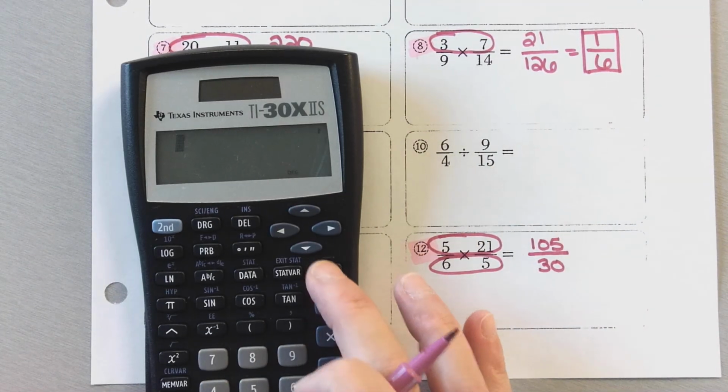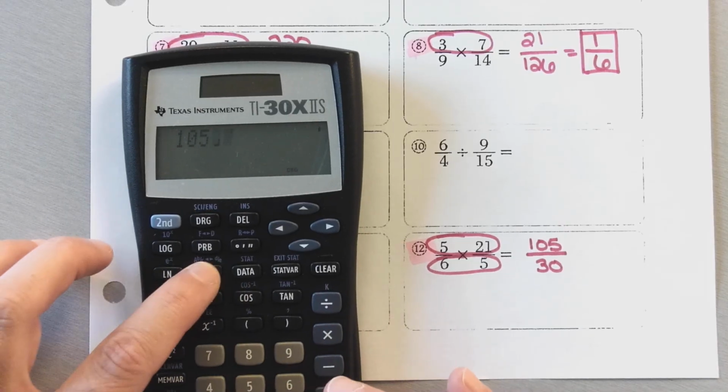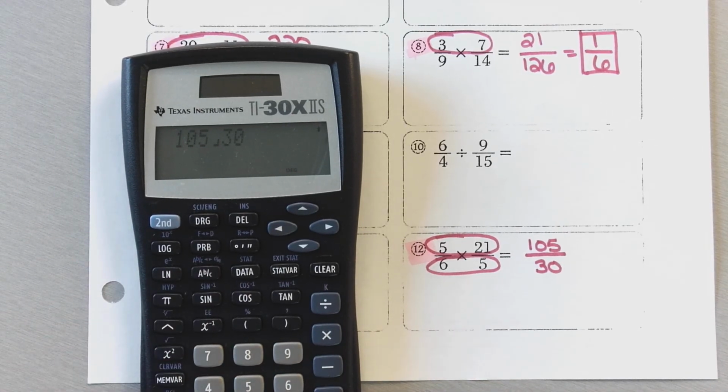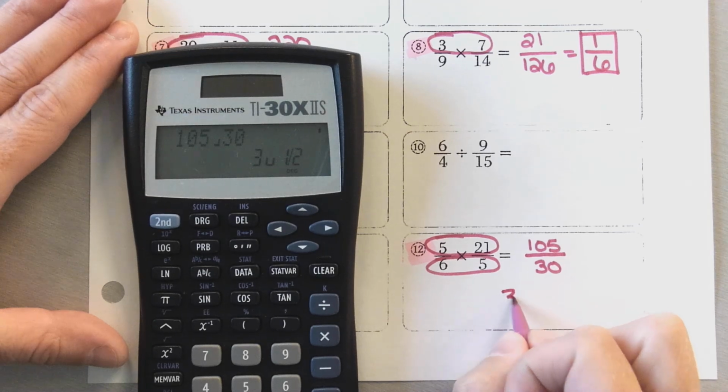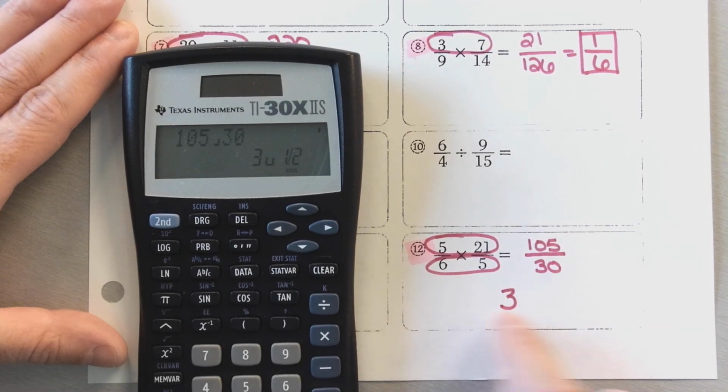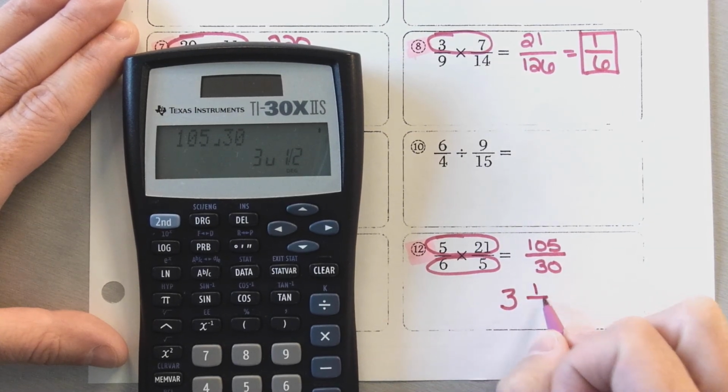Alright, this one's going to give me a mixed number too. The reason that I know it's a mixed number: anytime the number on top, your numerator, is bigger than the denominator, that's when you get these mixed numbers. So I'm mentally prepared to see that letter U again. So I got 3, that means that's my whole, and then 1/2 is the fraction.